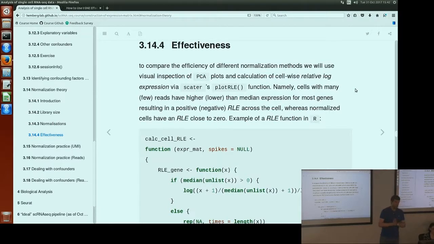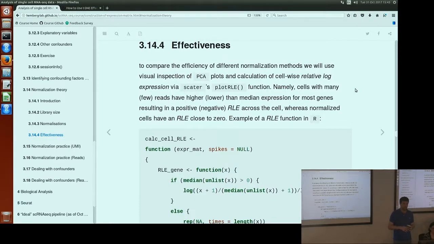So we're going to now look into the effectiveness of these various normalization methods. In general, this can be a little tricky. Comparing methods in bioinformatics can be tricky because often we're lacking the perfect ground truth data set to compare to. So in this case, we're going to use two particular things to look at. We'll produce PCA plots with different normalization strategies and visually inspect them to see what features arise or disappear with various normalization approaches. And we'll also look at plots after calculating the cell-wise relative log expression, which has a function called plotRLE in scater.